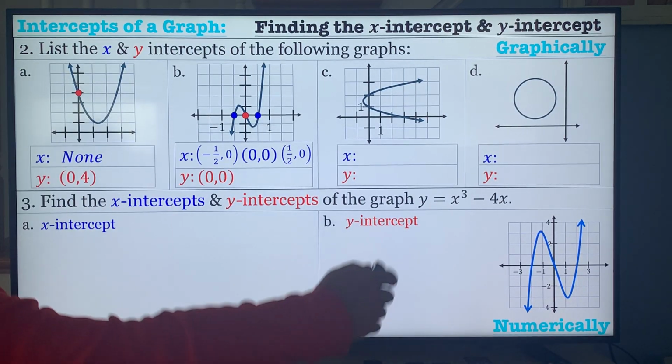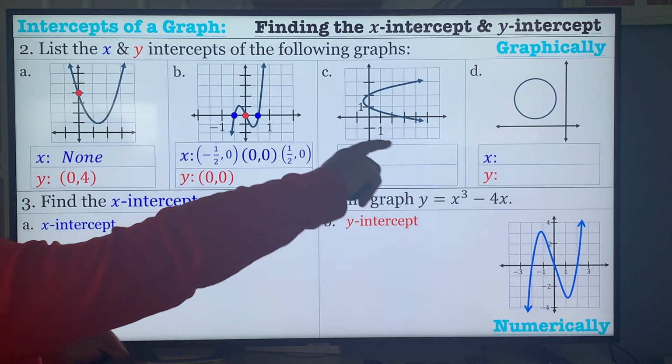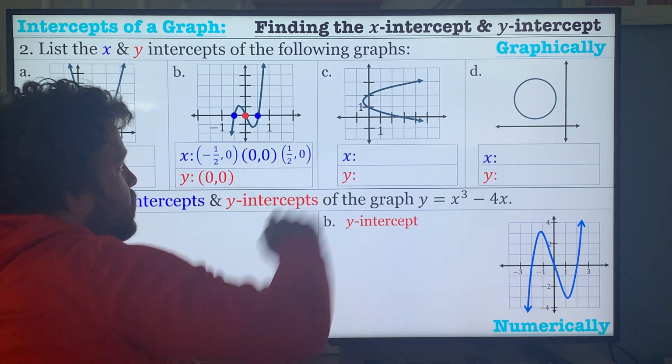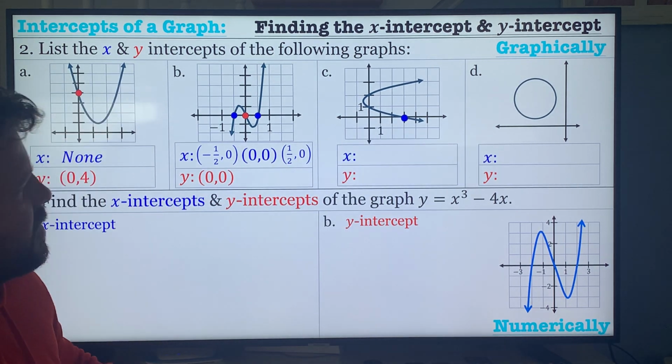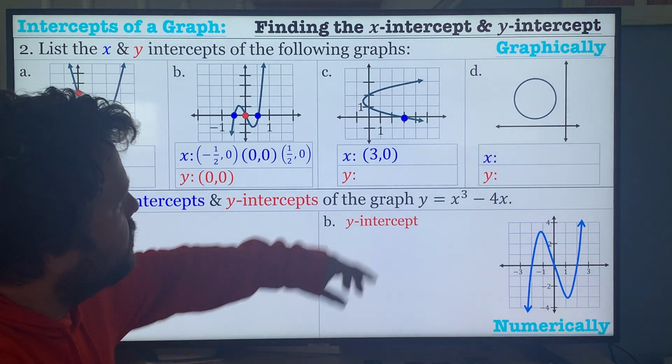Over here. All right, let's find the x-intercept of this one. It crosses one place, and that one place is right there. That is 3, 0.